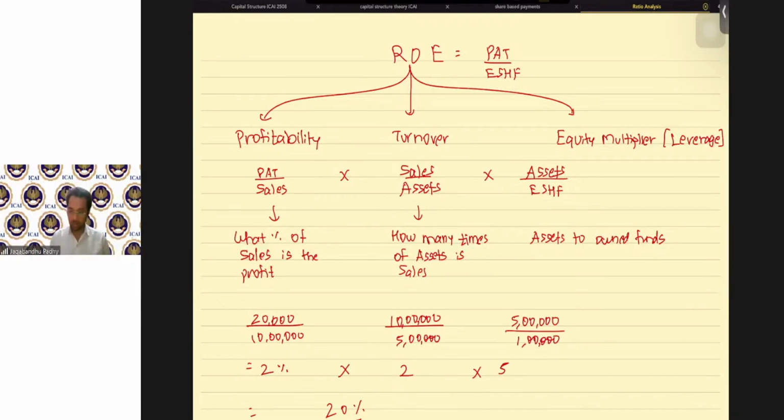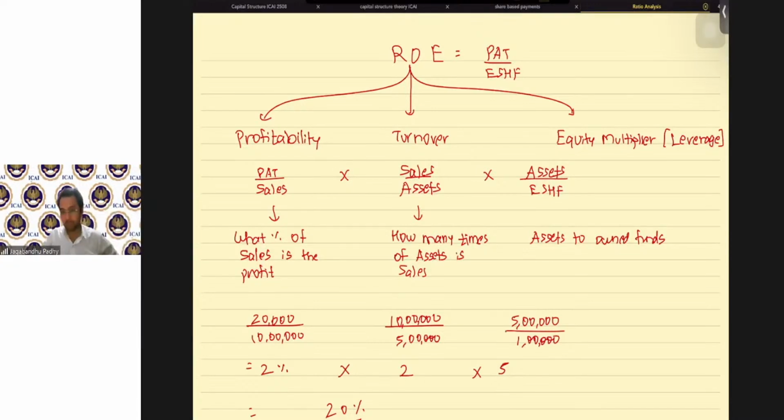Then if you look at this number 5, it's the leverage. It's the ratio of assets to equity shareholders fund. So what you can do is reduce your equity shareholders fund by substituting it with debt. If you can make this 5 as 6 by taking more debt, then quite obviously this return is going to increase.